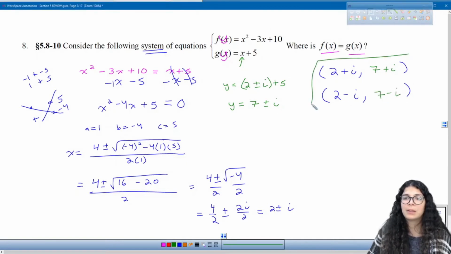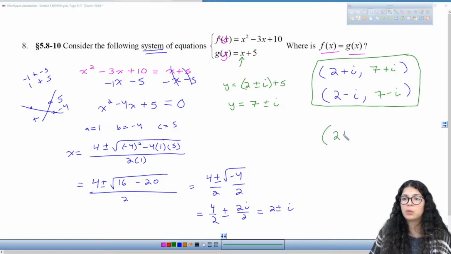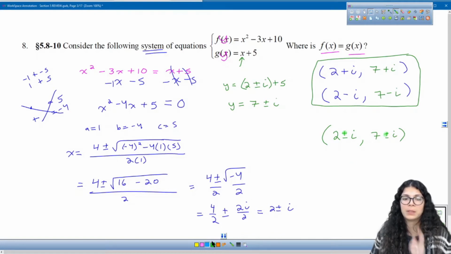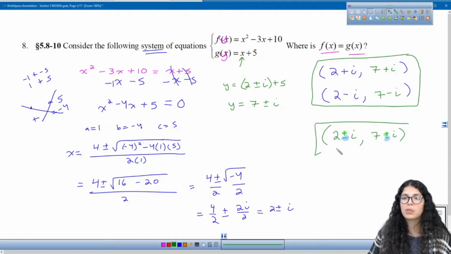You can write your answer like this, or you can also write it as a combined ordered pair. 2 plus minus i goes along with 7 plus minus i. The plus solution goes along with the plus solution. Top goes with top. And then the minus goes with the minus on the bottom. Bottom goes with bottom. So you could write it either way.